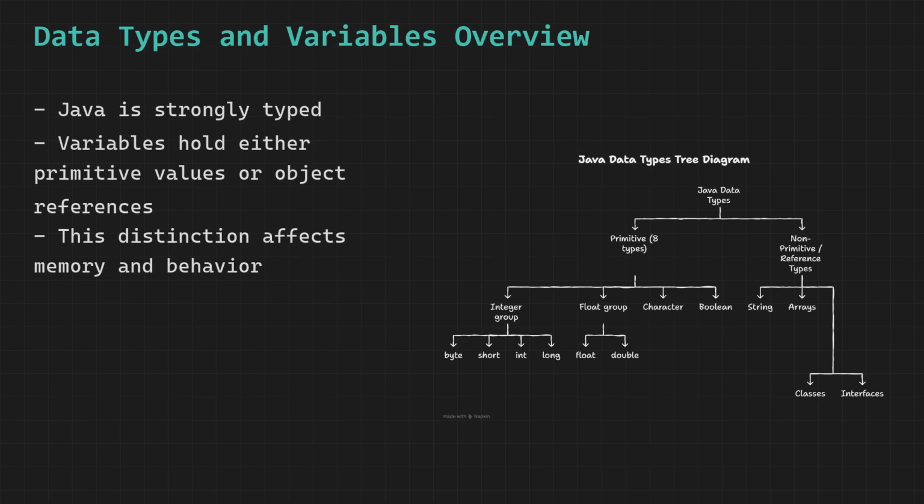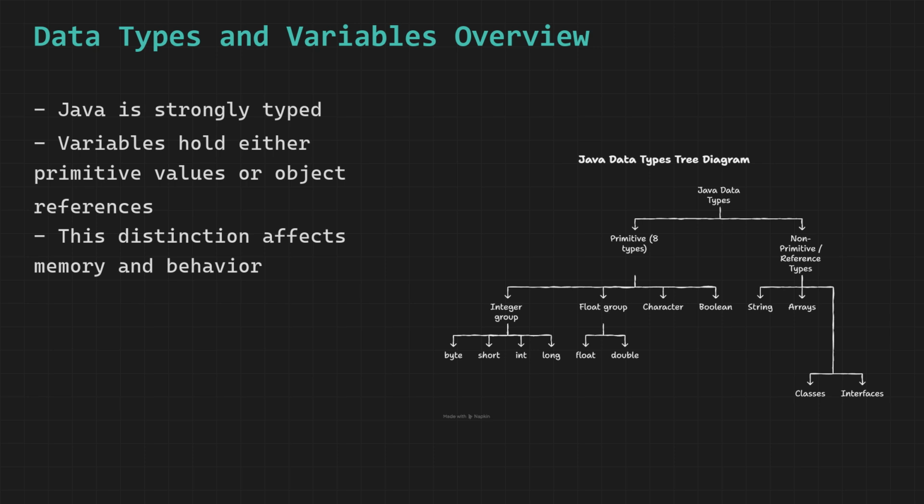In Java, before you can store any value, you must tell the compiler exactly what type of data you're going to store. This is what makes Java a strongly typed language. It enforces data types strictly at compile time, catching errors before your program even runs. There are two broad categories of data types in Java.